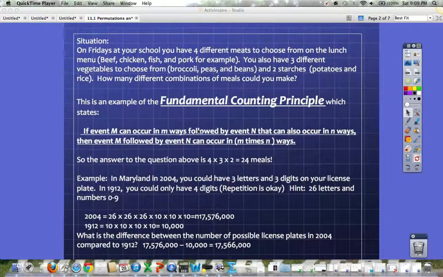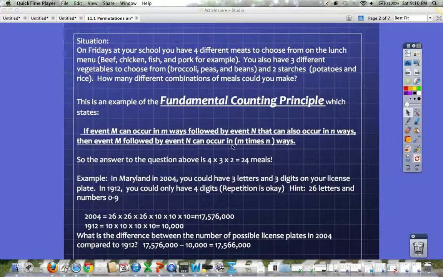And you probably did this in middle school. It's one of the little things that they do in their math classes. But you would just multiply 4 times 3 times 2, which will give you a total of 24 different combinations of meals that you could have. Again, that is the fundamental counting principle.